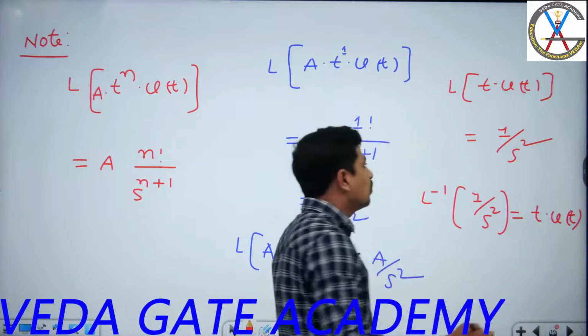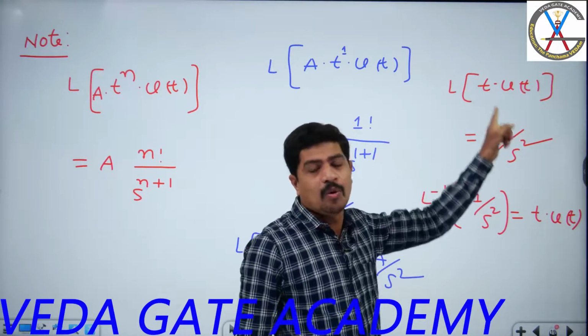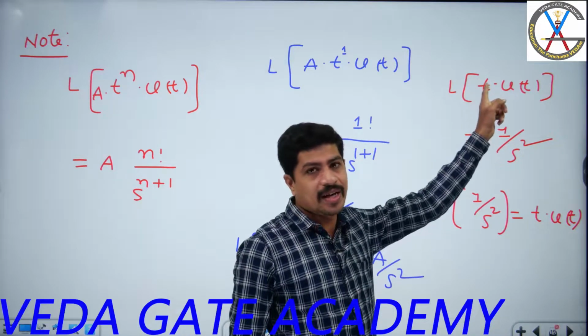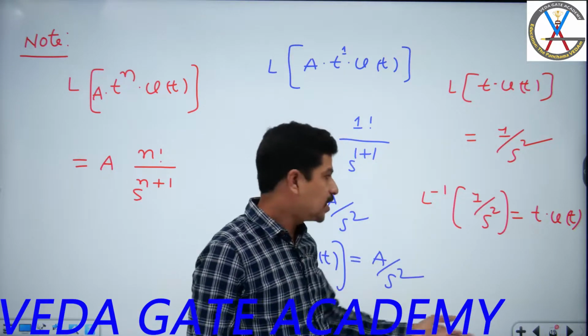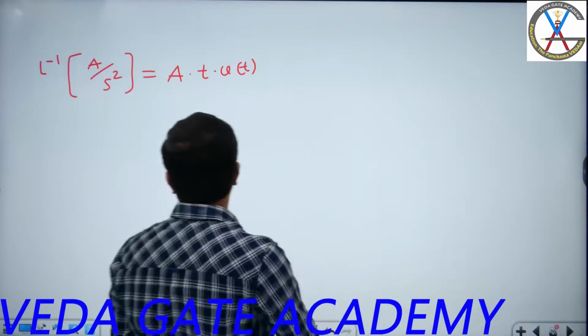Nothing more, simply apply inverse Laplace on both sides. Here Laplace and inverse Laplace will cancel. Here the inverse Laplace of 1 by s square, what are you left with? t into u of t. Very simple. Okay, we got this one.